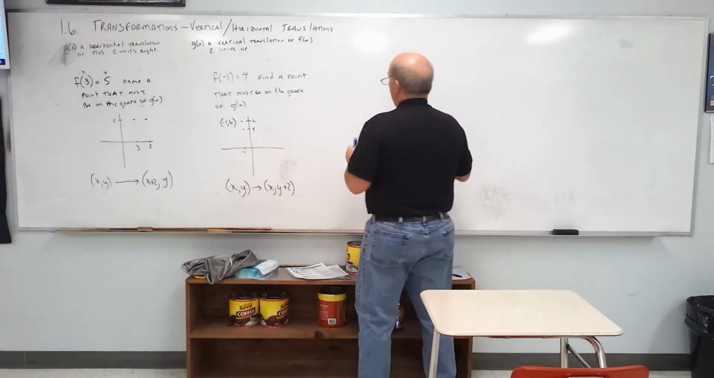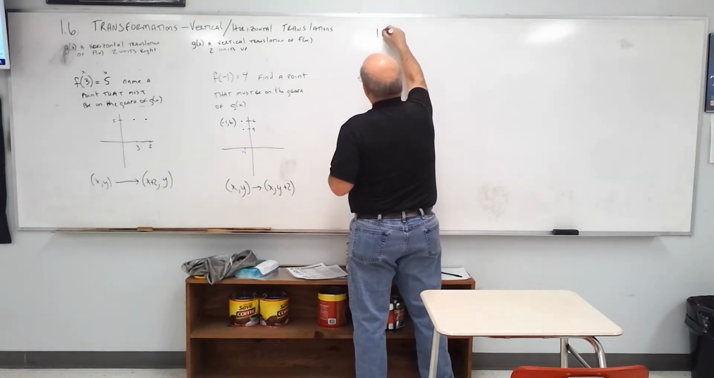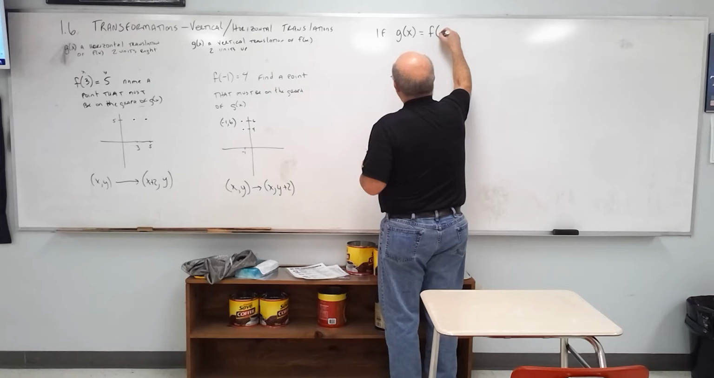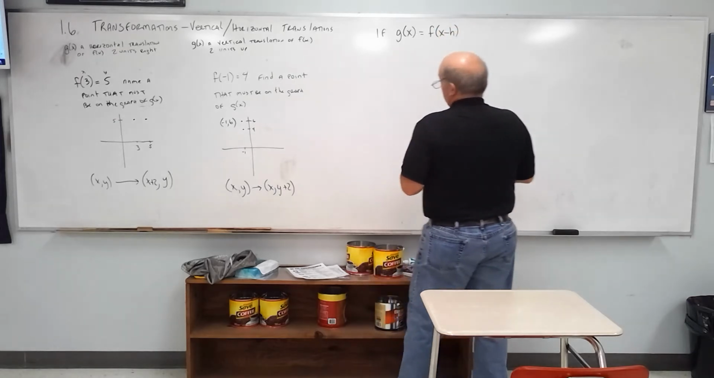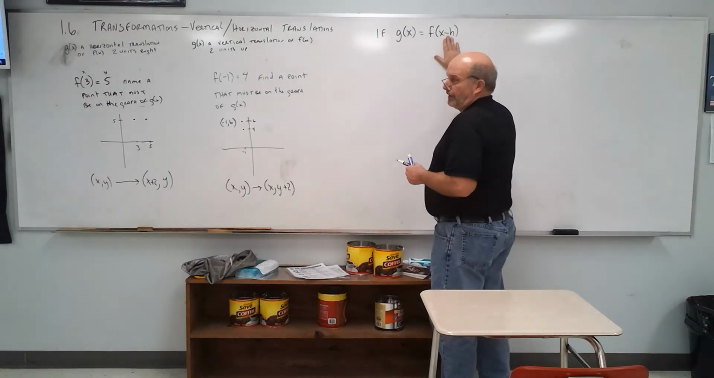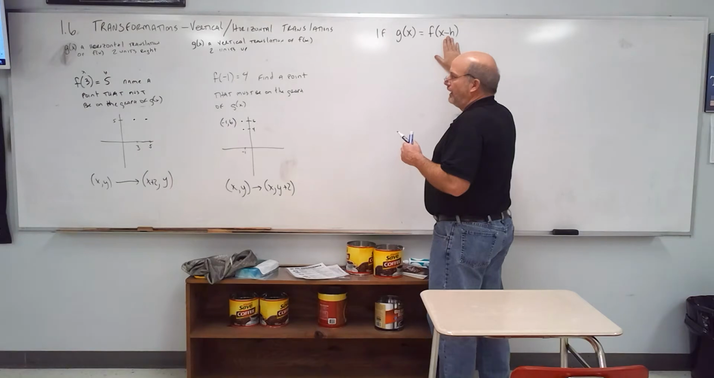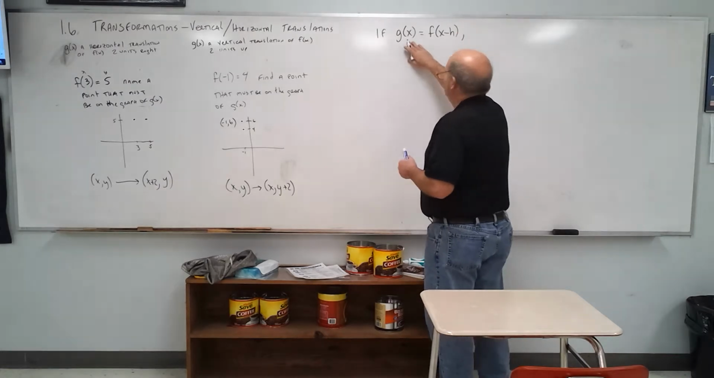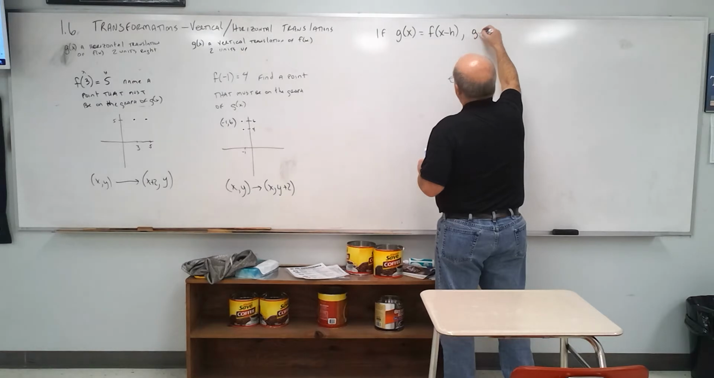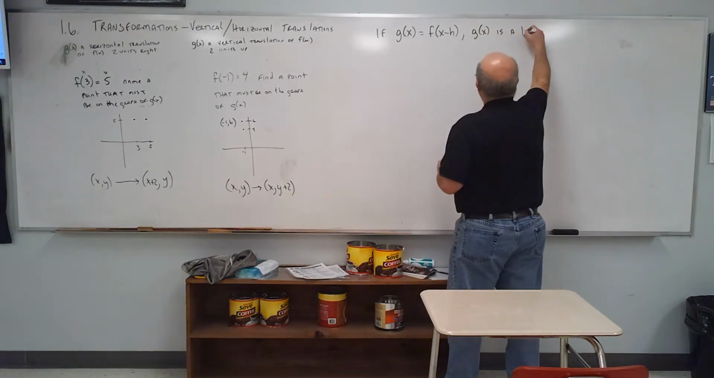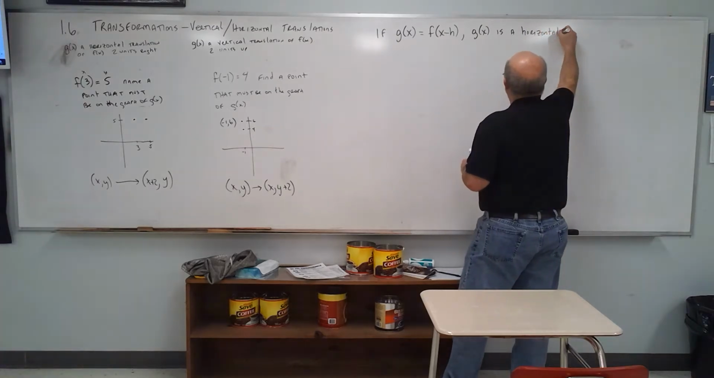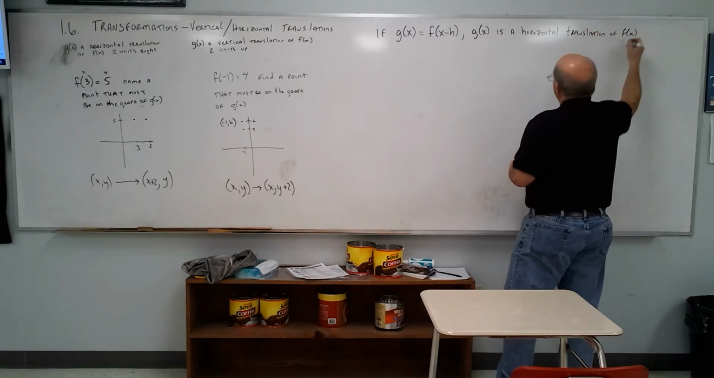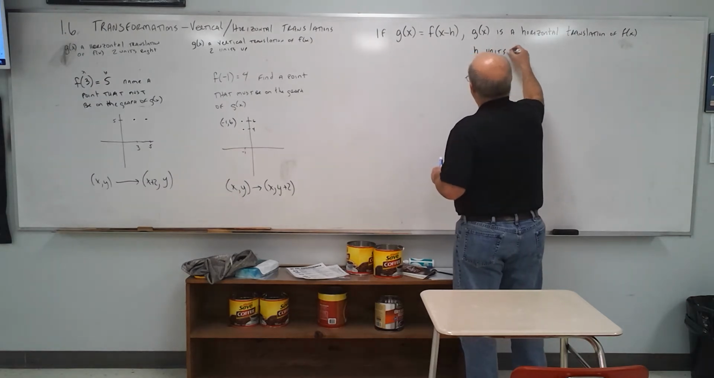What I want you to see, we'll talk about horizontal translations first, is that if you have a function g of x that's equal to f of x minus h, what this means is that I take the function f of x and replace the x with x minus h. This shifts the graph of g of x h units to the right. So if this is true, then g of x is a horizontal translation of f of x h units to the right.